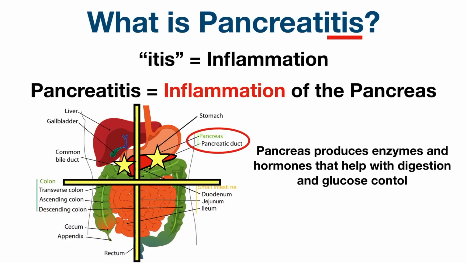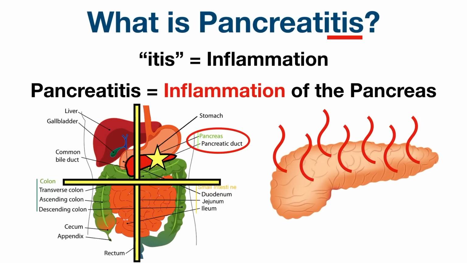So what generally causes pancreatitis? Pancreatitis occurs when the digestive enzymes are prematurely activated in the pancreas rather than the small intestine, and the pancreas becomes inflamed as a result. We'll talk about what causes pancreatitis and the premature activation of enzymes soon.